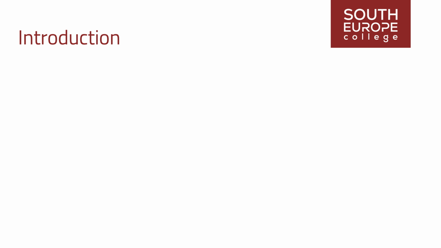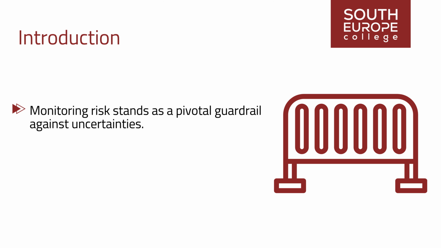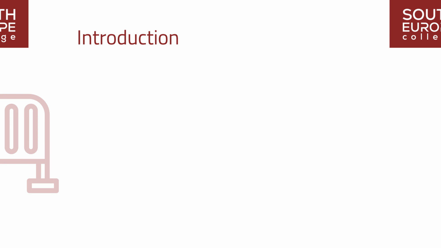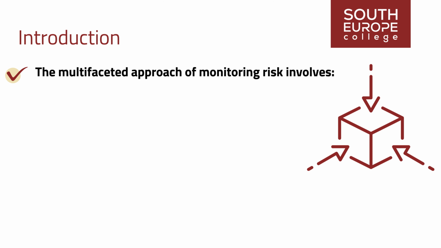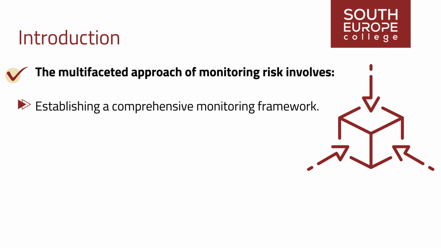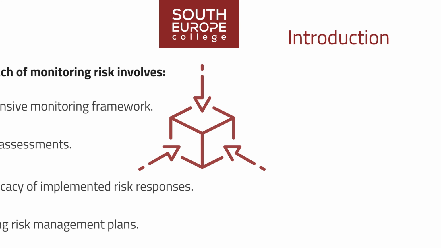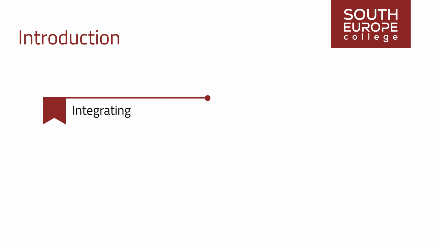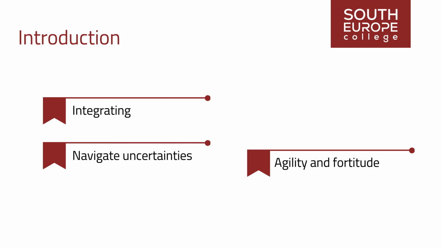In the intricate web of project management, monitoring risk stands as a pivotal guardrail against the uncertainties accompanying any project endeavor. This section delves into the multifaceted approach of monitoring risk, encompassing establishing a comprehensive monitoring framework, conducting periodic risk assessments to ensure the efficacy of implemented risk responses, and updating risk management plans. By integrating these elements seamlessly into project risk management monitoring practices, teams can navigate uncertainties with agility and fortitude, ultimately safeguarding project success and bolstering resilience in the face of adversity.